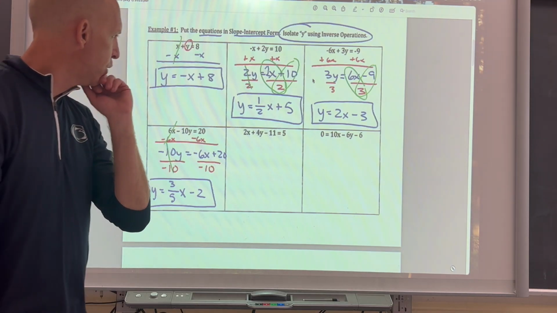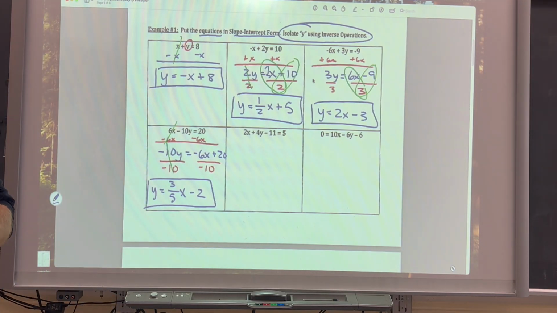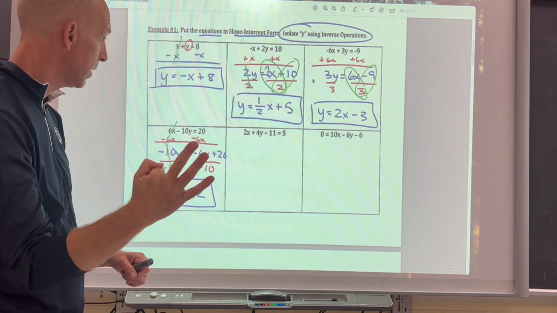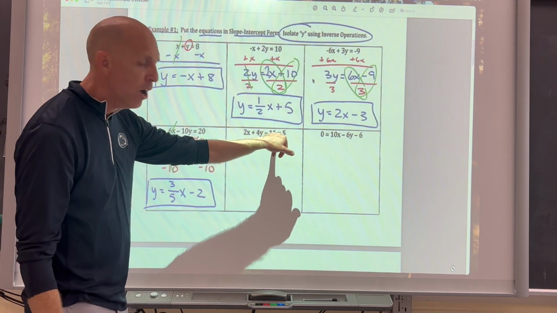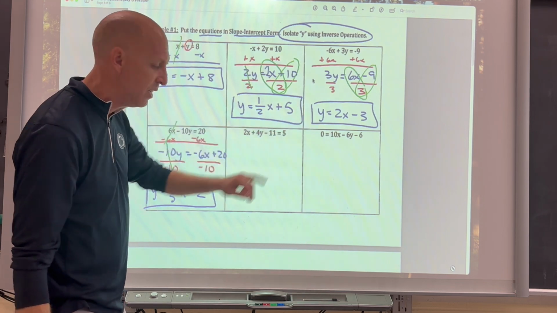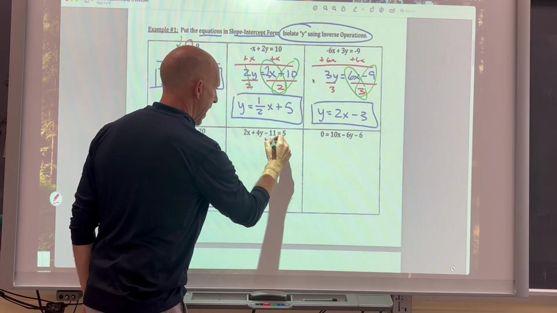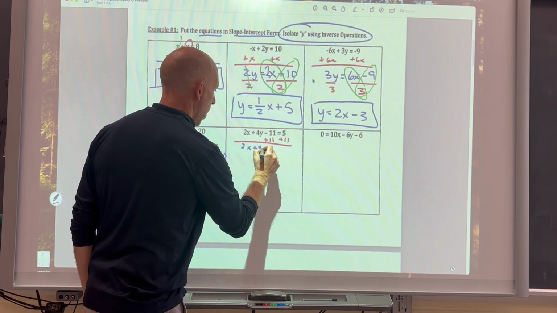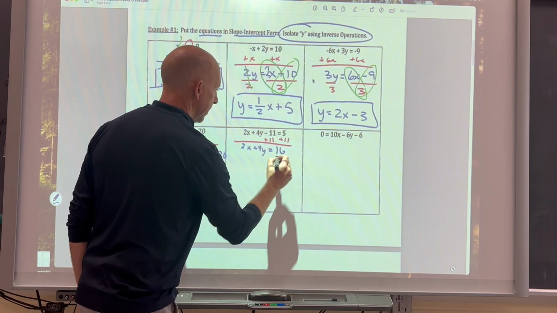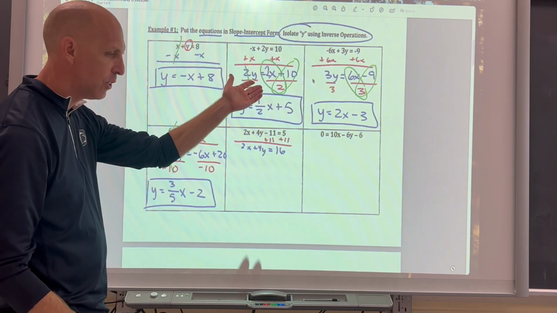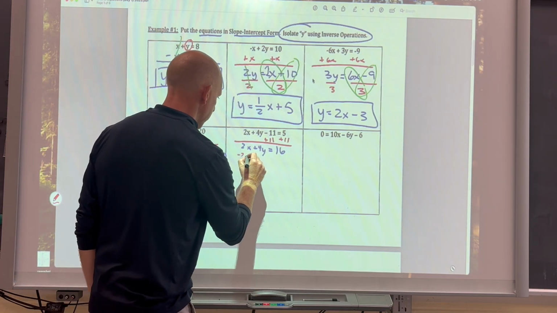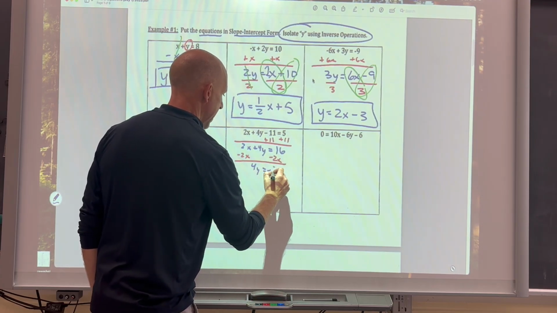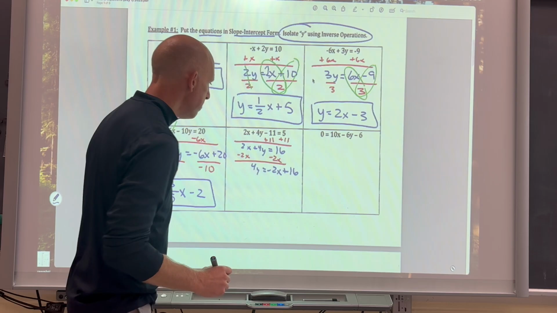All right, we got 2x plus 4y minus 11 equals 5. This actually takes 3 steps to get this y by itself. First thing I'm going to do, I got to get that negative 11 to the other side. I'm going to add 11 to both sides. 2x plus 4y equals 16. Hey, now we're just right back to where we were. Subtract 2x. 4y equals negative 2x plus 16.